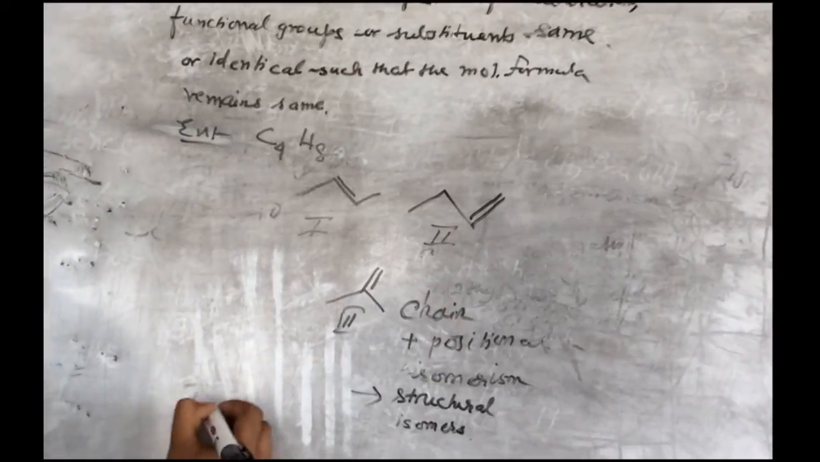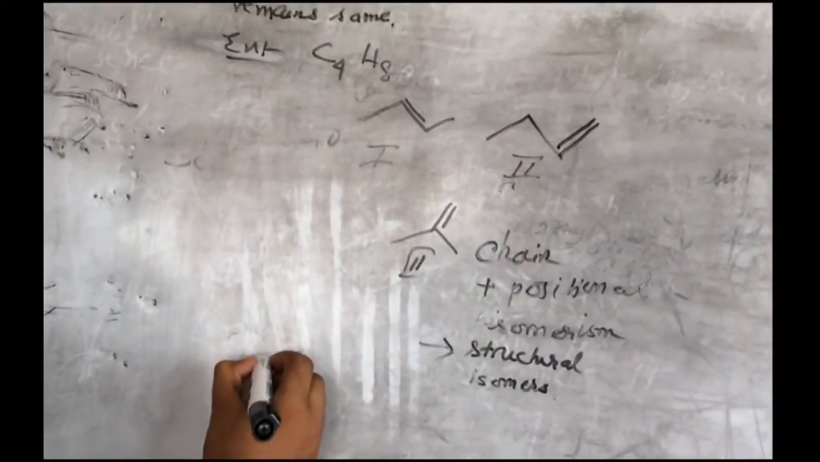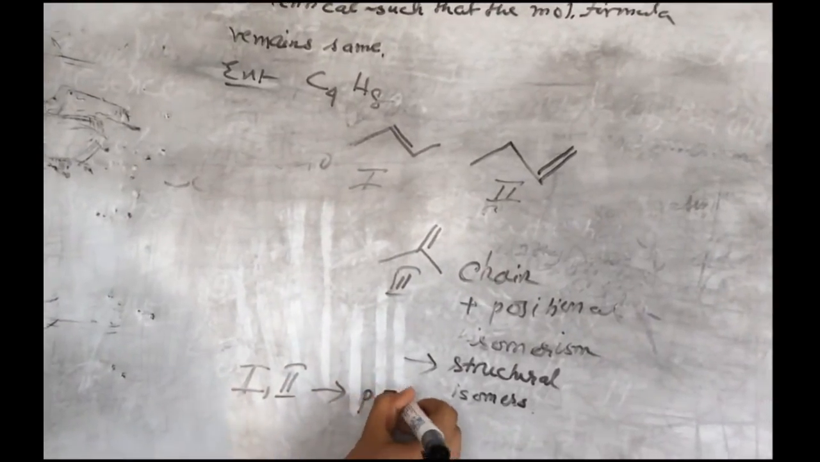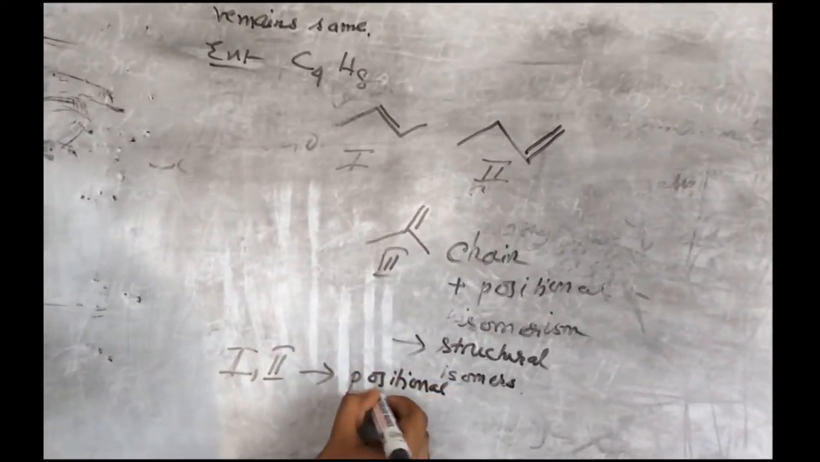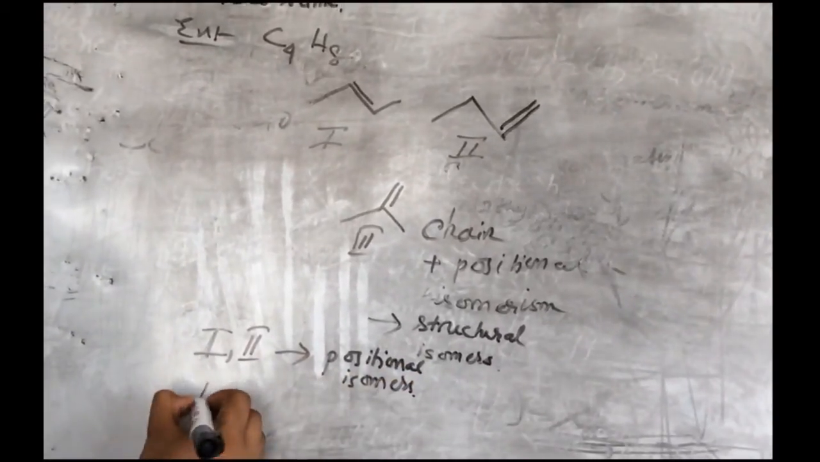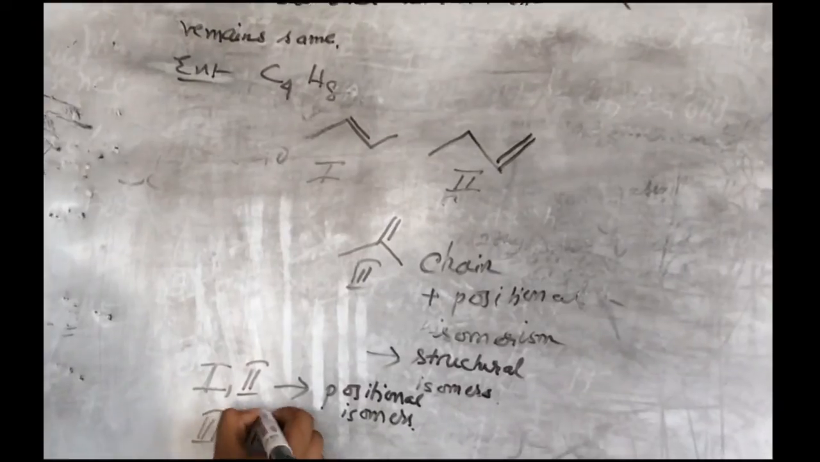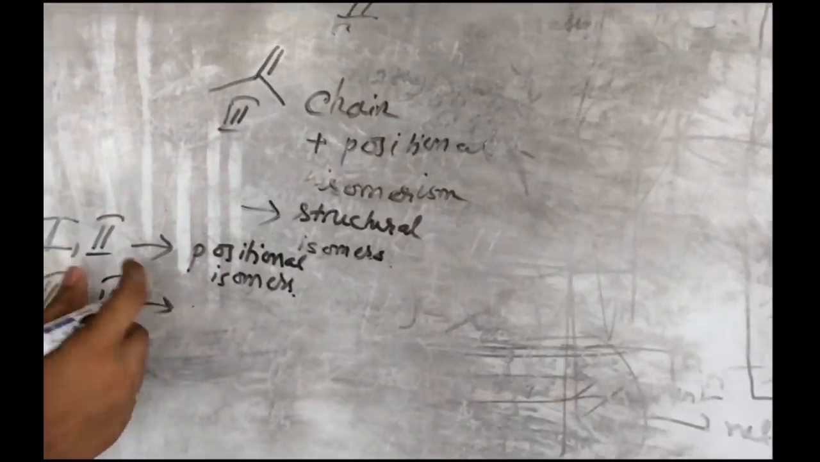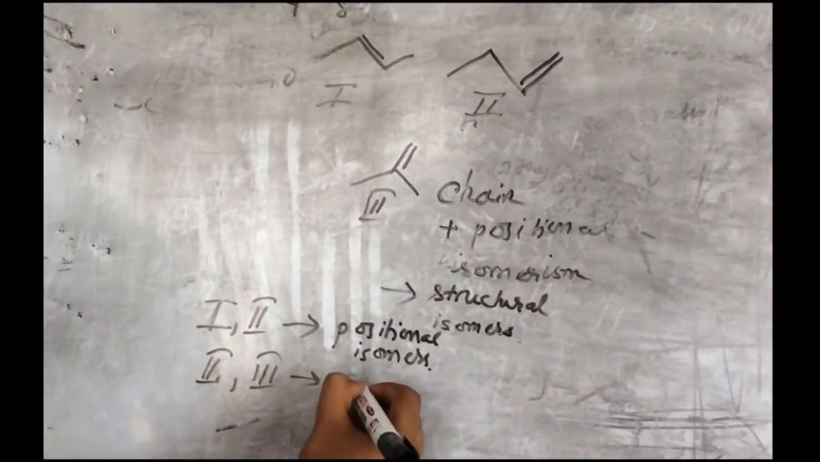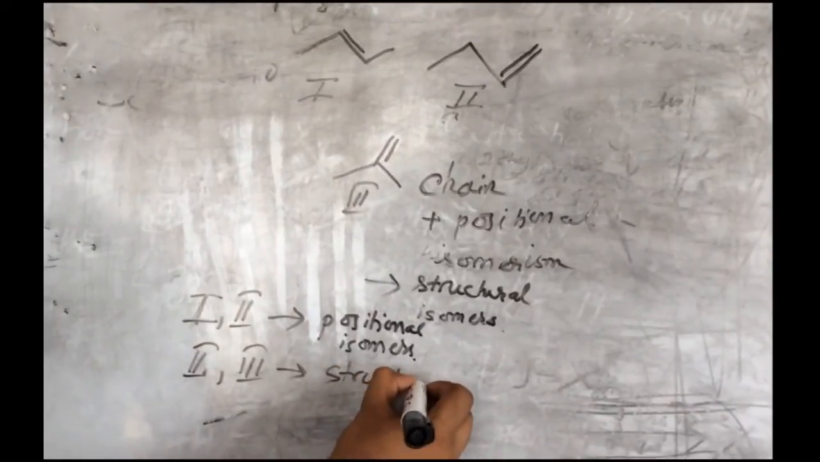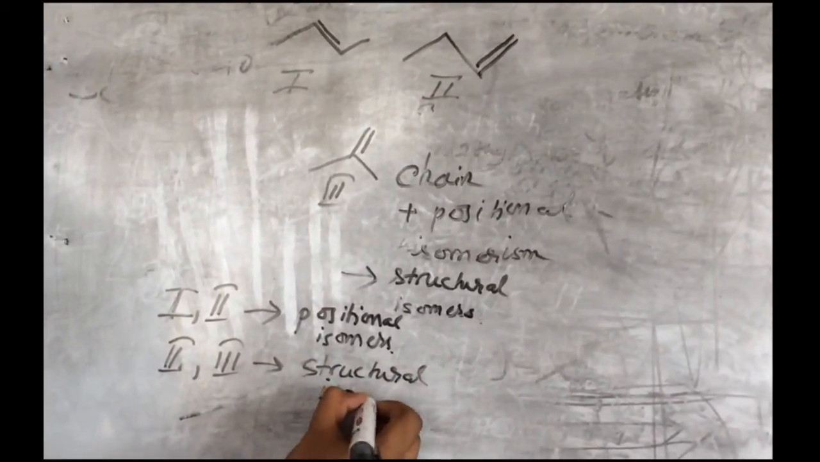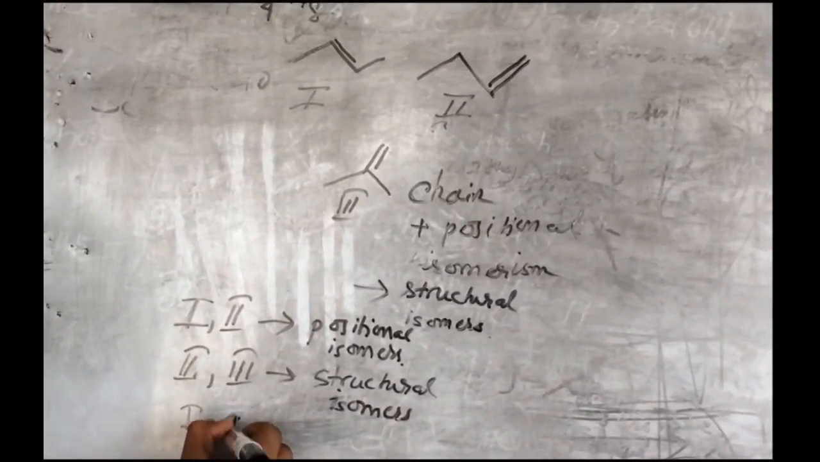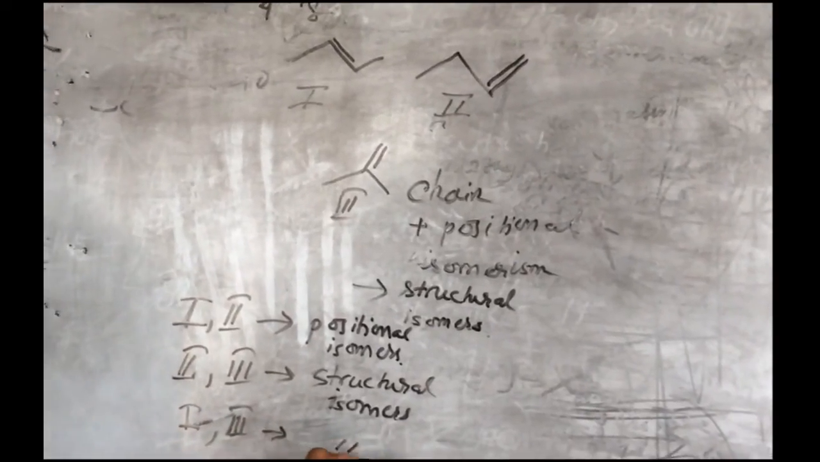So 1 and 2 are positional isomers, 2 and 3 are also structural isomers, and 1 and 3 are also structural isomers.